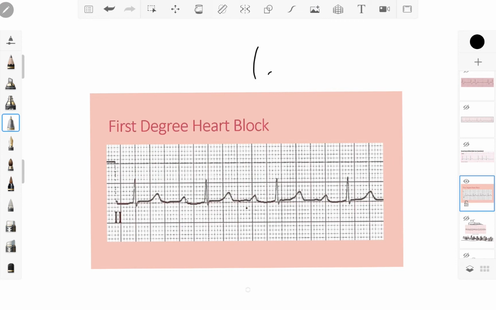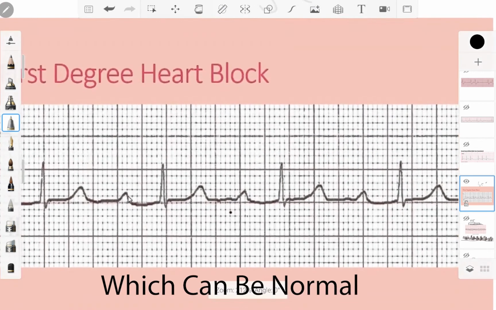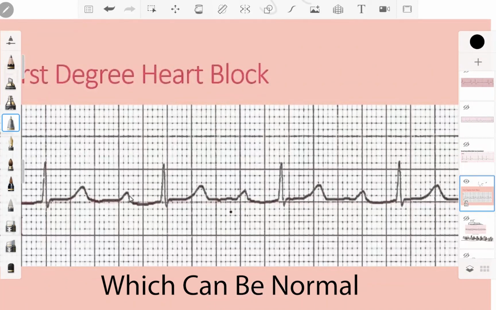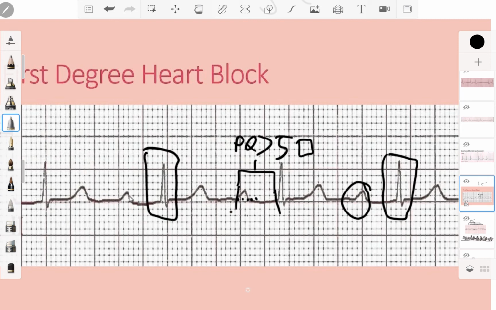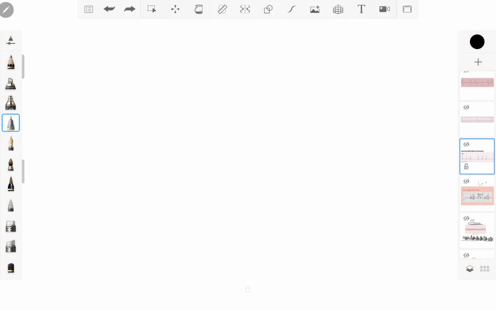So for a first degree, the only thing that is different is that your P wave and your Q wave, so this is your PQ interval, is greater than 5 tiny little blocks. So we have 1, 2, 3, 4, 5. See? It's wider than 5 blocks. Other things you want to ask yourself: is there a P wave before every QRS? And is there a QRS after every P wave? If there is, we're happy. And we can see that every time the PR interval is the same, we have a first degree heart block. Pretty straightforward.